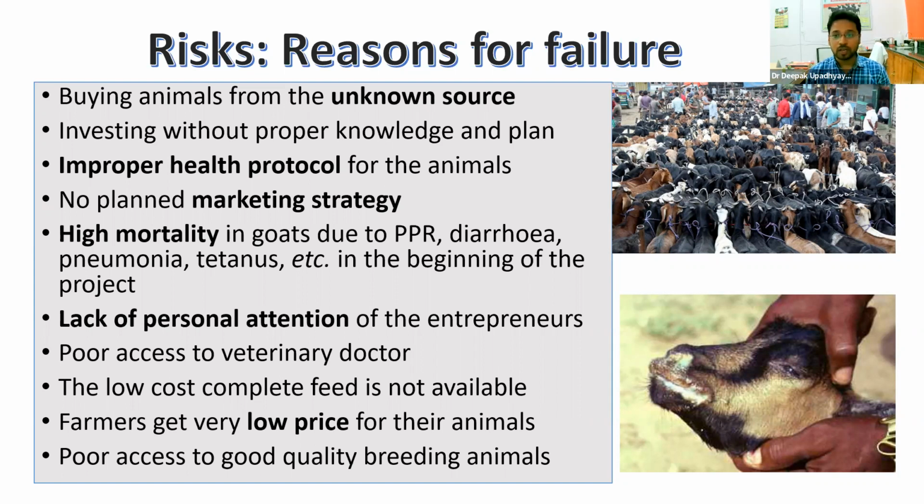Then high mortality due to disease outbreaks like PPR, diarrhea, pneumonia, and tetanus in the beginning of the project is again a reason for failure. Then the lack of personal attention of the entrepreneur, poor access to a veterinary doctor, and the low-cost complete feed not being available. Feed cost is also one of the factors. The goat farm will be more successful if you have your own land for fodder, or access to some fodder area, or you don't purchase the feed from the market. Then there are more chances that your farm will be successful.